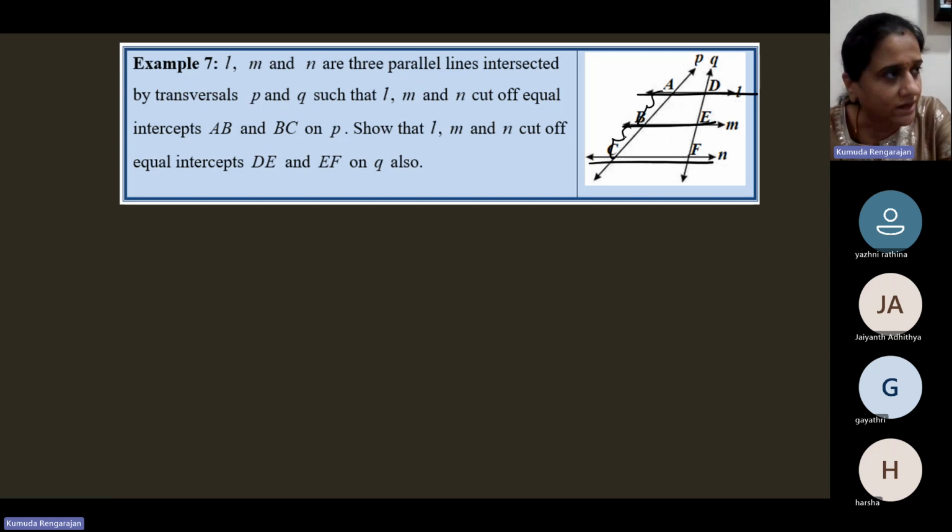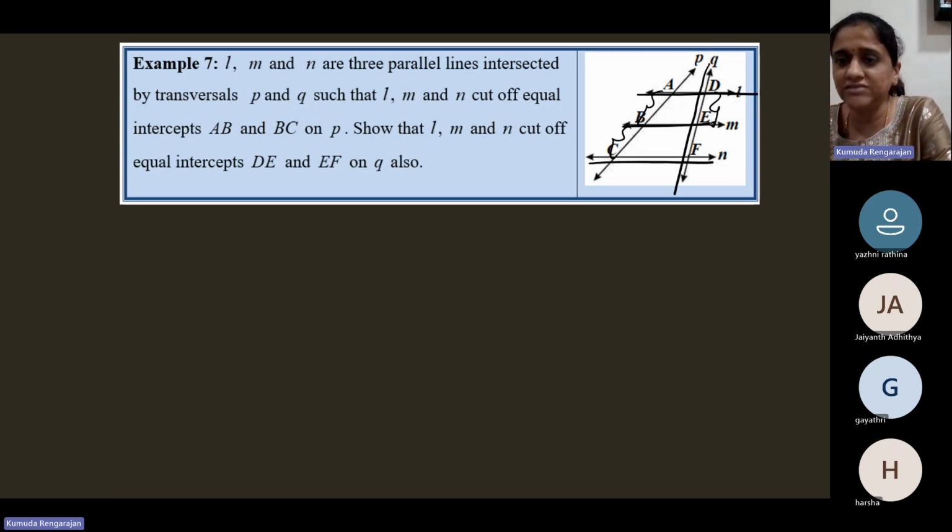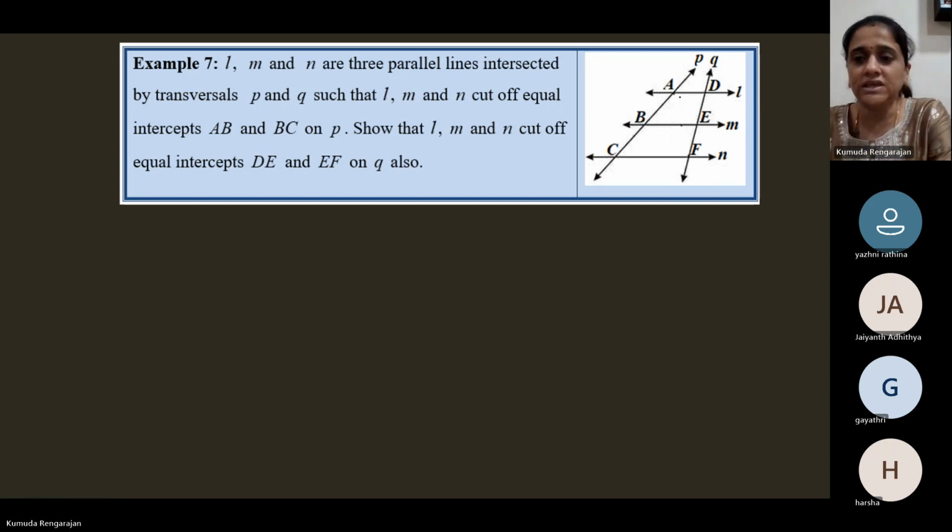You need to prove that L, M, and N also cut off equal intercepts on the transversal Q. This is the transversal Q. DE and EF are the intercepts on the other transversal Q. Given AB is equal to BC, you must prove that DE is equal to EF.